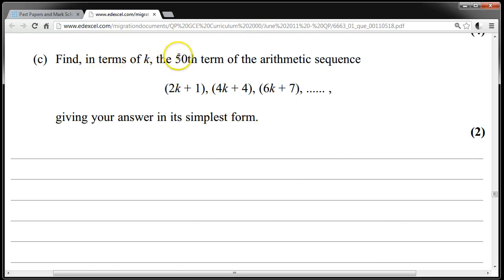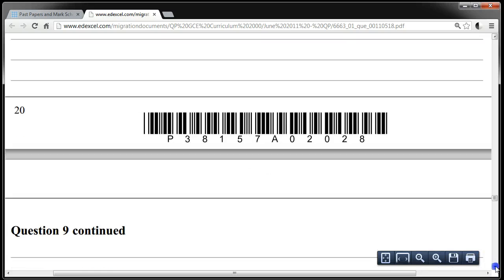And find in terms of K, so this is a separate problem that is to be done in its own right. Not too difficult as well. Find the sum. The 50th term rather, isn't it? So again, that's straightforward and easy to do. So that's that one then.